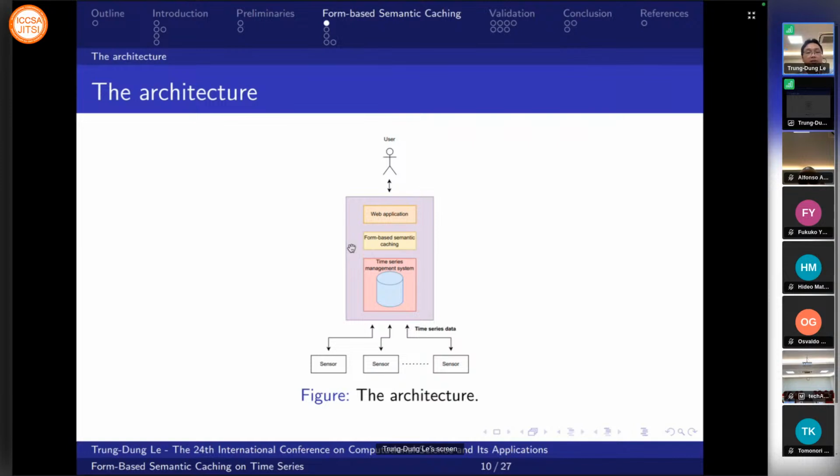In the third section, I will show the architecture of form-based semantic caching. First, the user can send a query to the system via a web application. After that, the form-based semantic caching will catch and divide it into two kinds of query. And after that, the time series management system will answer the remainder query, and the sensor will always send the data to the time series management system.